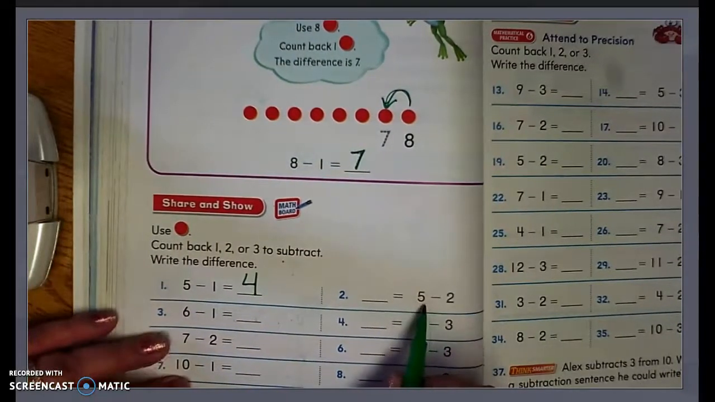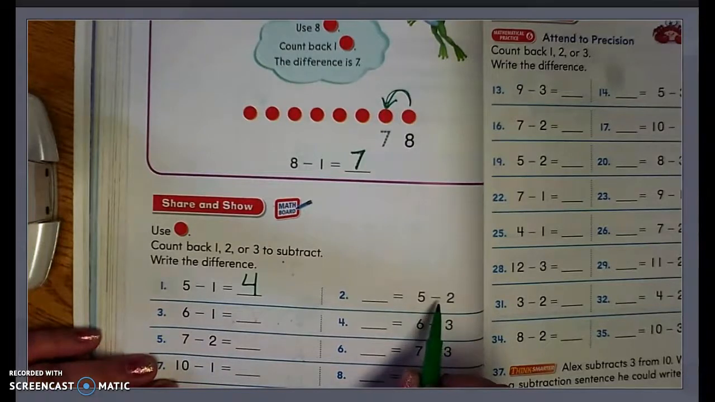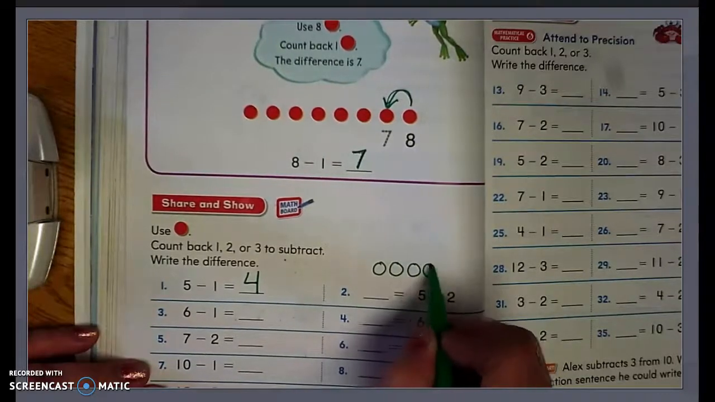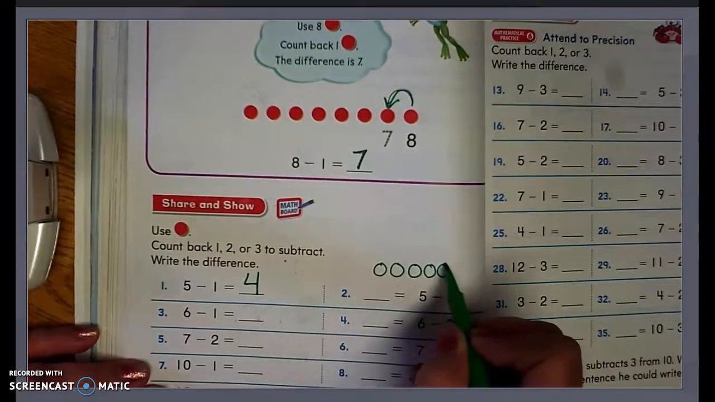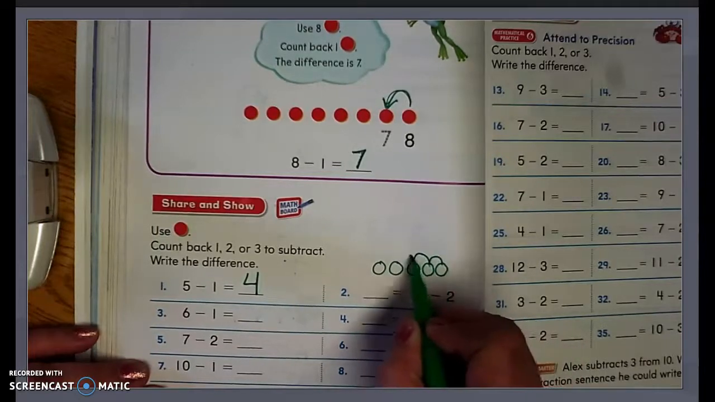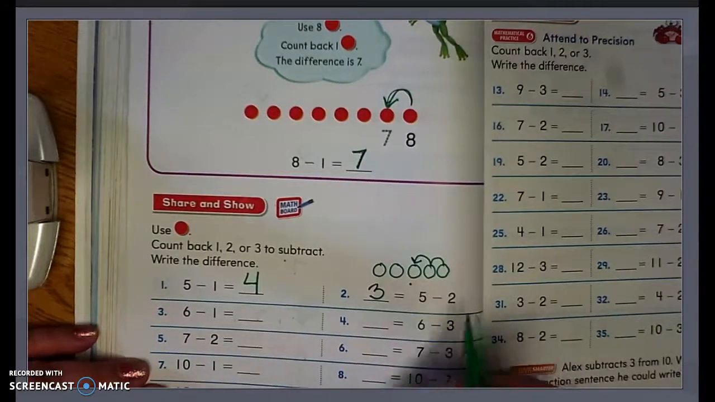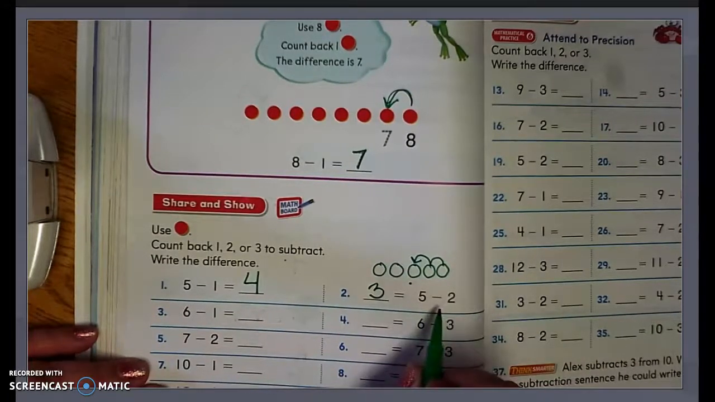If I count back 2, so if I have 5 counters and I count back 2, so I have 1, 2, 3, 4, 5. I count back 1, 2, I land on 3. So 5 minus 2 equals 3.